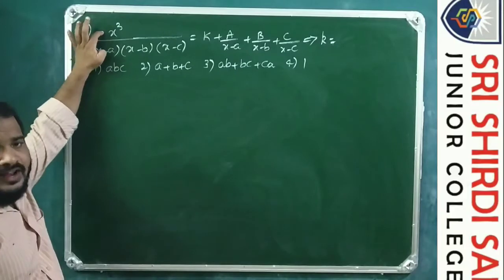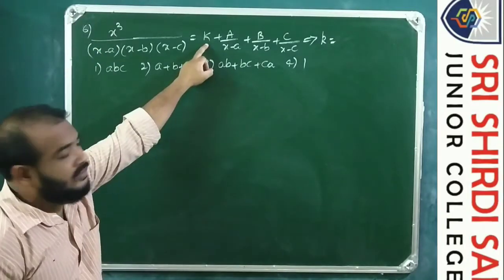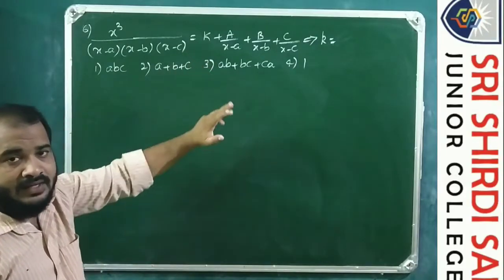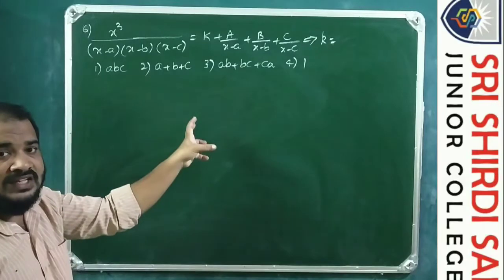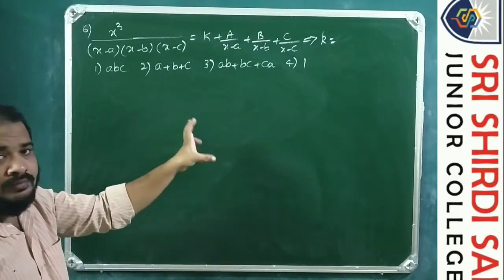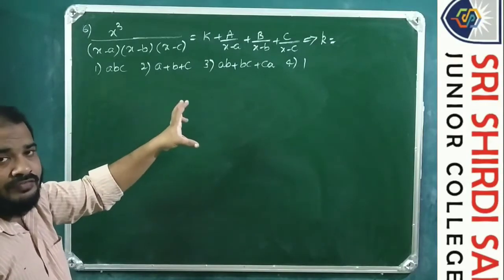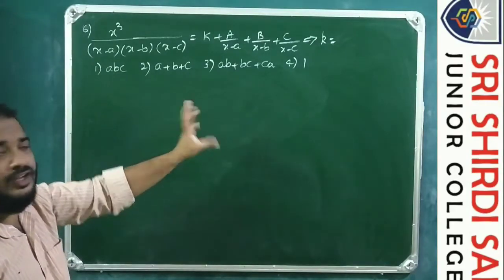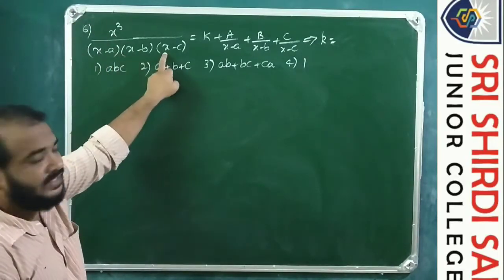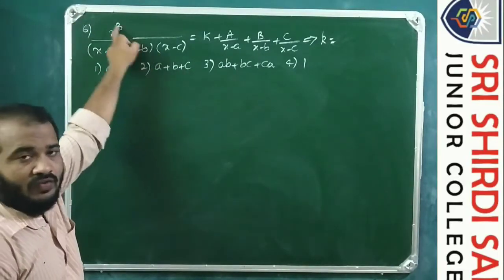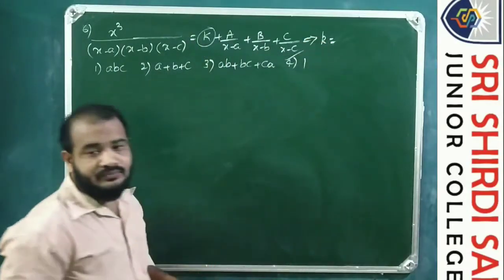So this is again an improper fraction with the degree of f of x equal to the degree of g of x. The constant A we will get by the quotient of the coefficient of the highest degree term in the numerator by the coefficient of the highest degree term in the denominator. So here x cube quotient is 1, 1 by 1 is 1, so k is equals to 1.